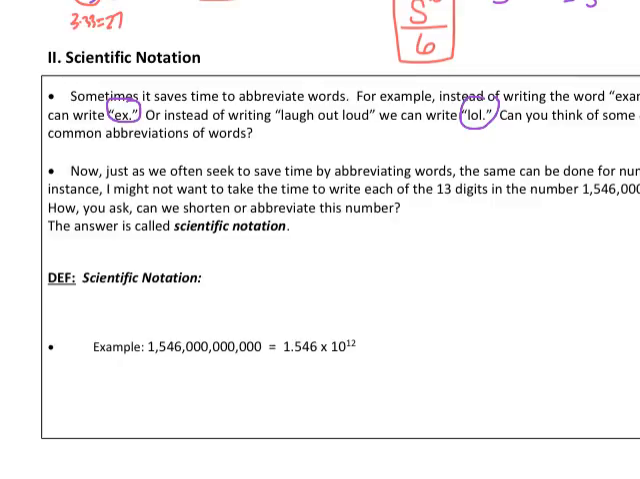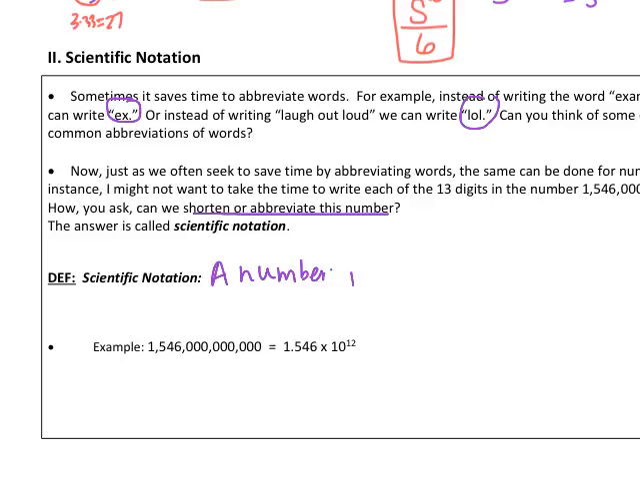Of course you can. So we're going to learn how to use scientific notation, which is actually just an abbreviation of numbers. So just as often we seek to save time by abbreviating words, the same can be done for numbers, and we are going to be able to shorten or abbreviate this number, and that's going to be called scientific notation.